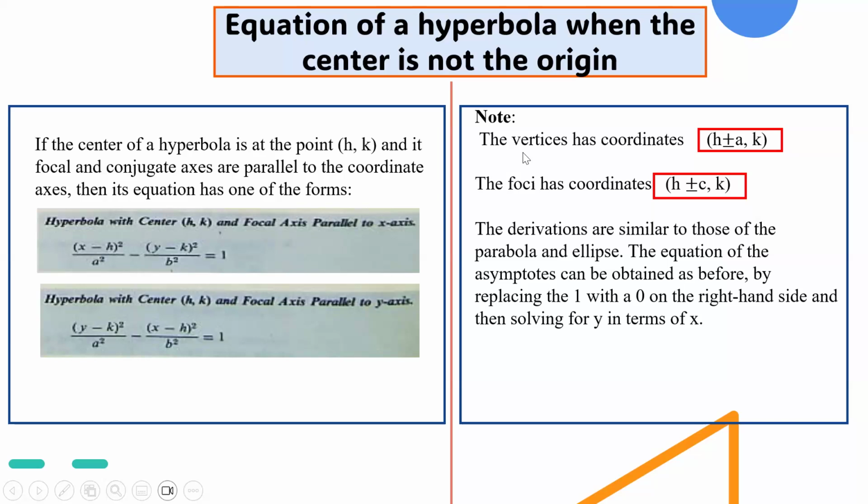Note that the vertices have coordinates (h plus or minus a, k), and the foci have coordinates (h plus or minus c, k). The derivations are similar to those of the parabola and ellipse. The equation of the asymptotes can be obtained as before by replacing 1 with 0 on the right-hand side and then solving for y in the x term.